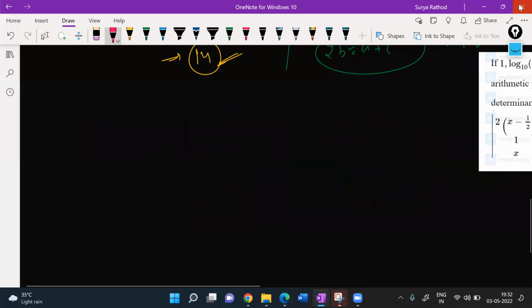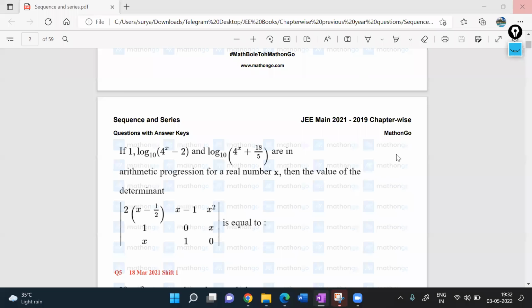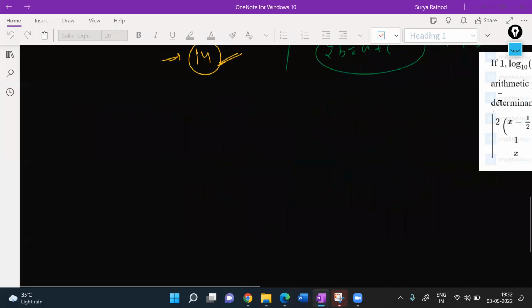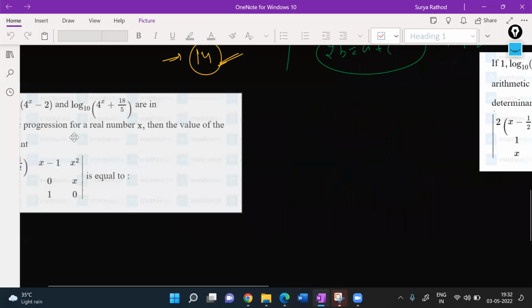Yes, Varsha, sir. You know what is a matrix, how to add two matrices. You know that, right? Yes, sir. Yeah, one second. Yes, sir. Yeah, I got this question.